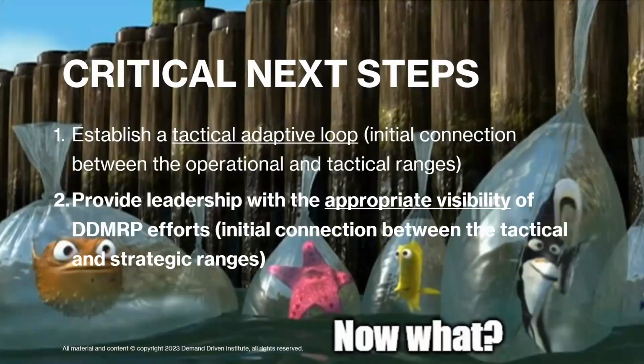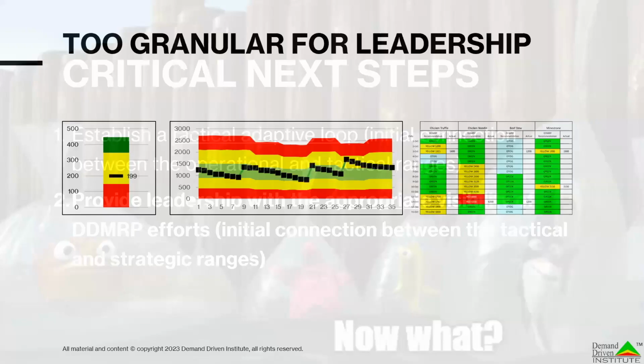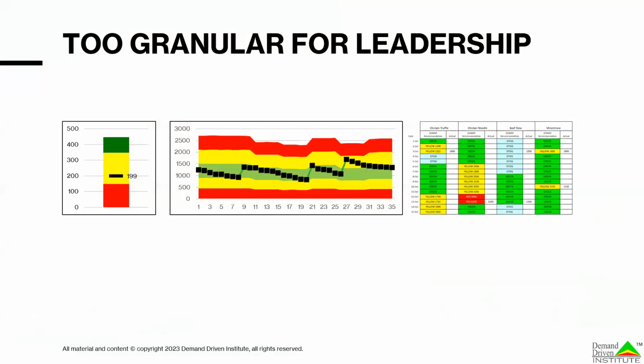Now, let's turn to the other "now what." We need to provide leadership with the appropriate visibility of the DDMRP efforts, okay? So they don't, say, run back to mama and default to things that can be harmful. This view, when we're talking about DDS&OP, the tactical side, is too granular for them. It requires too much of their time, too much immersion for them to say, oh, I get it. They don't, and they don't want to.